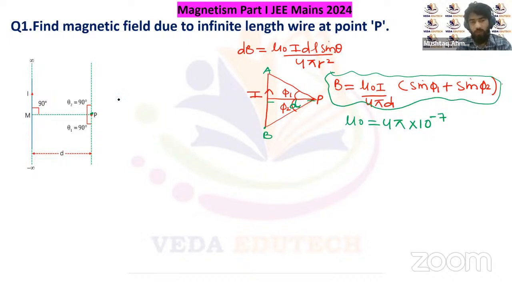So at this point P, due to this infinite current carrying wire, what we will have to do is use this equation, mu naught I upon 4 pi d, sine of phi 1 plus sine of phi 2. Now phi 1 is the angle subtended by the upper end of this wire, and phi 2 is the angle subtended by the lower end of this wire.